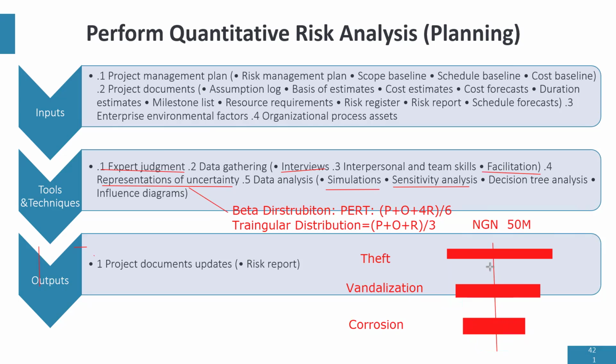Now, when you're done with the analysis, it forms a shape. It forms something we call a tornado diagram. So using sensitivity analysis, you can create a tornado diagram, and the risk that is most sensitive is the widest one. That's what we are saying.